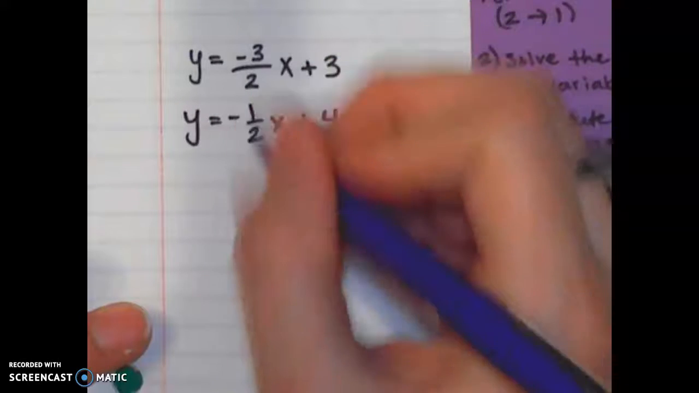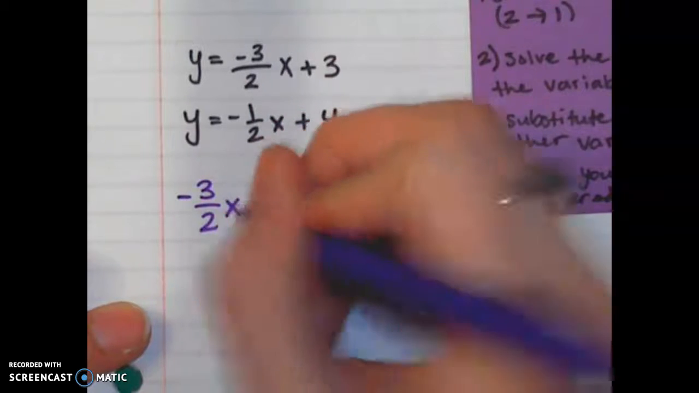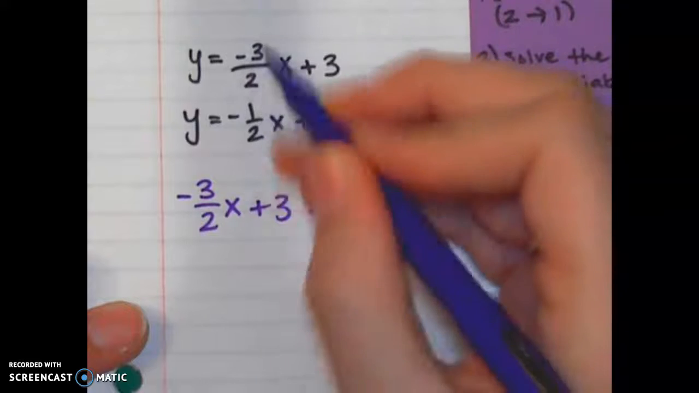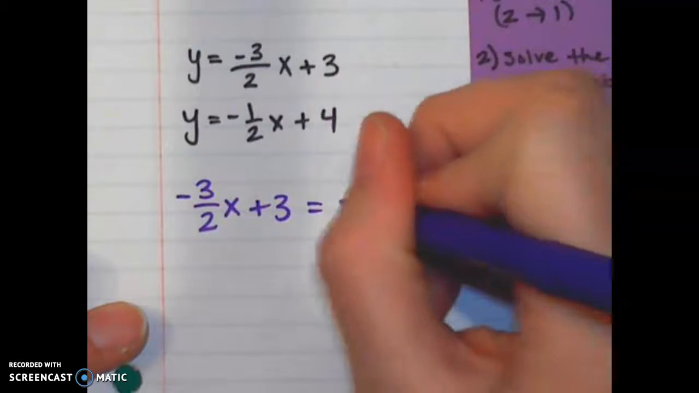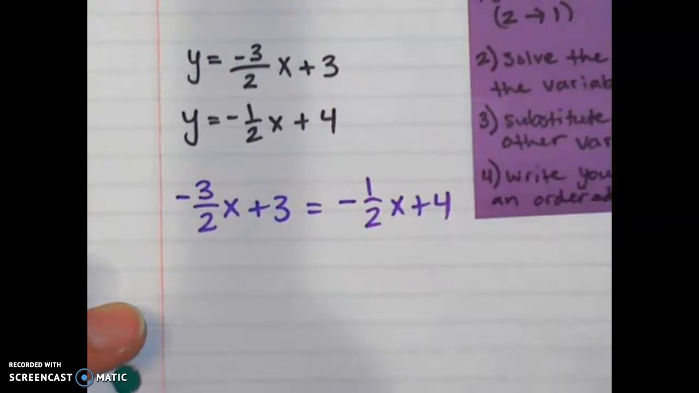Okay, I'm going to set these equal to each other. So I have negative 3 halves x plus 3 equals one half x plus 4. I'm just thinking that we're not going to give you ones with crazy fractions, I don't believe. So that's why I hesitated to do this one. But I think it'll still work out.